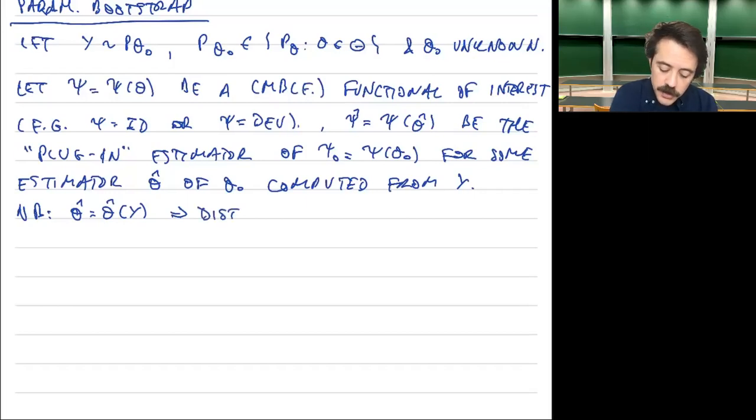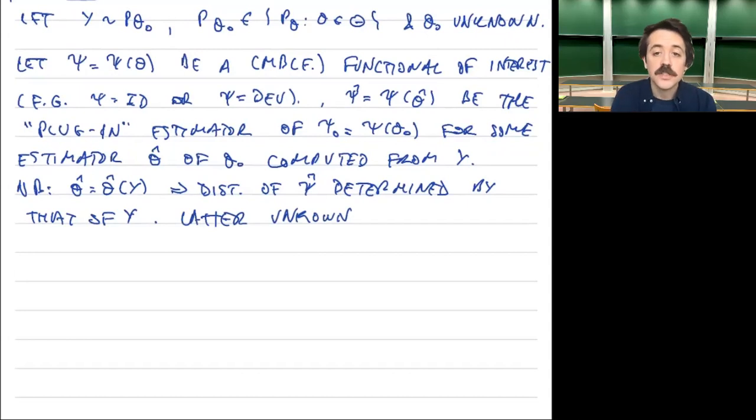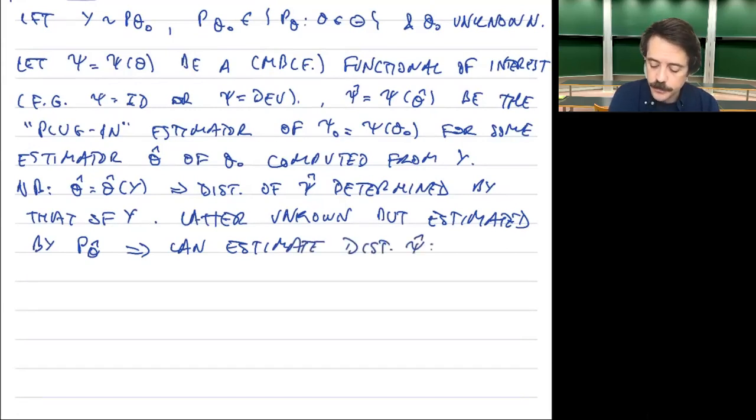And so what this means is that the distribution of this psi hat is determined by that of y, of course, right? So the latter is unknown due to not knowing the theta naught, but can be estimated by p theta hat, right? And so once we can estimate that, it means that we can estimate the distribution of this guy. Okay, so how do we do that?